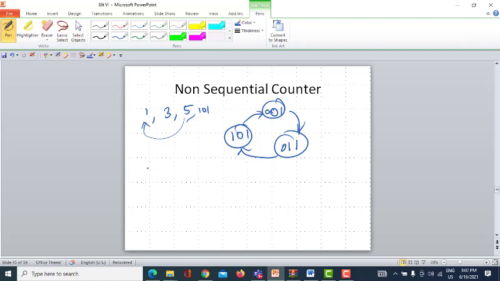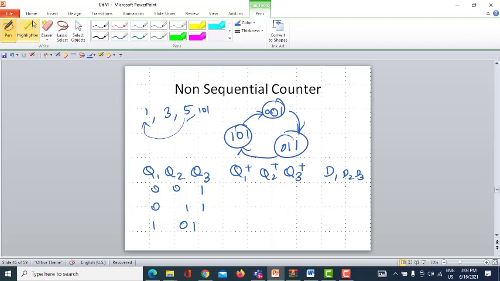So now coming to your present state, we need 3 flip-flops, Q1, Q2, Q3. So Q1 plus, Q2 plus and Q3 plus. Let me take a delay flip-flop because that will be easy, D1, D2, D3. If my current state is 001, the next state will be 011, and the next state will be 101. If my present state is 011, my next state is 101. And if my present state is 101, my next state is 001.